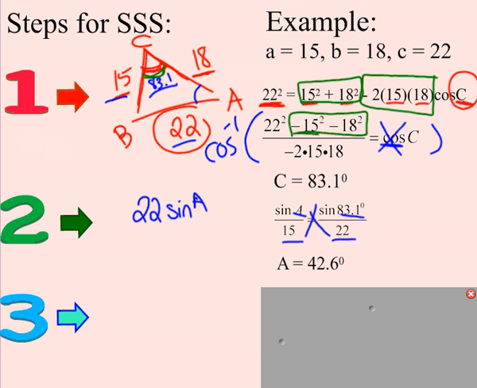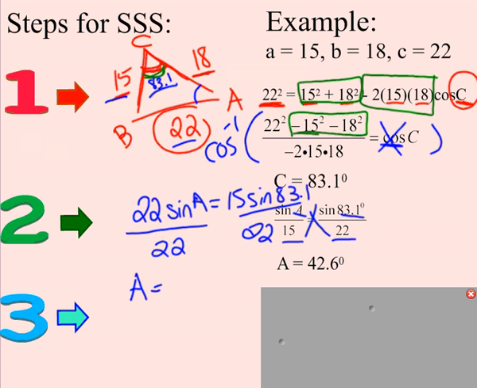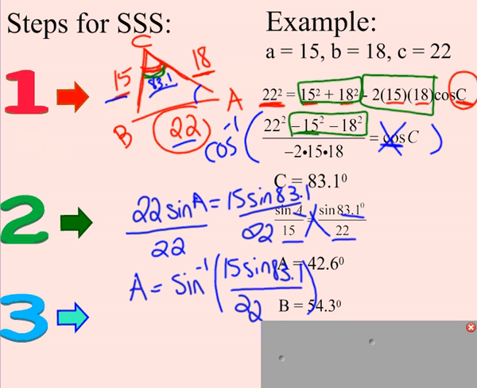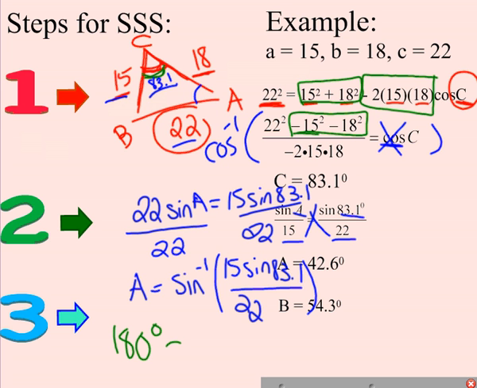sine of A is equal to 15 sine of 83.1. And then we want sine A alone, so we'll divide by 22. And then we'll have to take the sine inverse of both sides. Okay, and that's what'll get plugged into your calculator, and you should get A equals 42.6 degrees. And then for angle B, we'll have 180 degrees minus angle A, which was 42.6, minus angle C, which was 83.1, and that will give us B, which is 54.3.